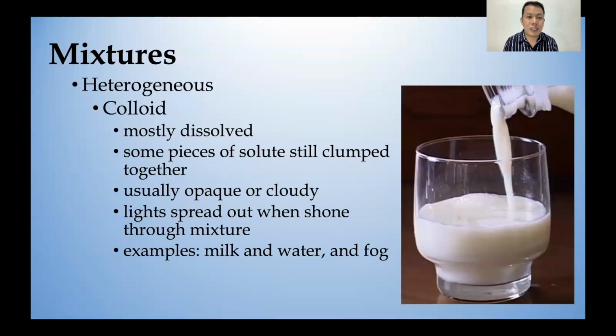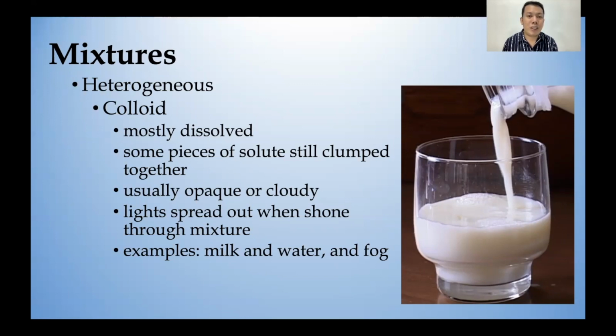Another one is a colloid. Colloids are also considered a heterogeneous mixture. The characteristics are that they are mostly dissolved, mostly but not all. Meaning they are mostly dissolved, but there are parts which are not dissolved. Some pieces of solute still clump together. That's why they are not dissolved by the solvent, because they keep on clumping together. They are usually opaque or cloudy, and light spreads out when shone through the mixture.